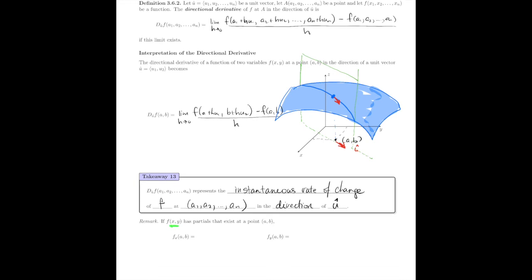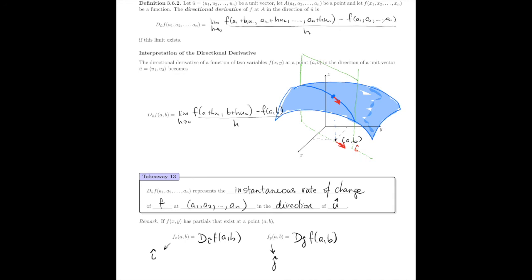So if we relate this back to the partials that we had done before, the partials of f(x, y), well, the x-axis and the y-axis have direction. The x-axis has direction î, and the y-axis has direction ĵ. So the partial derivative, f_x at (a, b), could also be written as D_î of f at (a, b), and the partial with respect to y could be written as D_ĵ of f at (a, b).